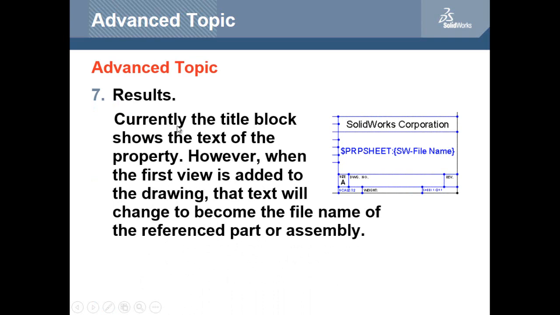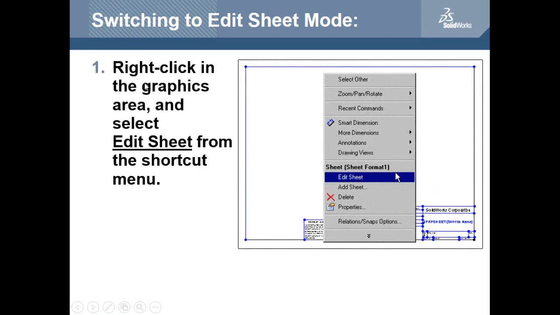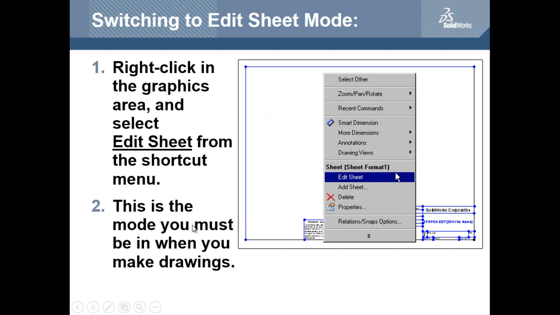Results. Currently, the title block shows the text of the property. However, when the first view is added to the drawing, the text will change to become the file name of the reference part or assembly. Right-click in the graphics area and select Edit Sheet from the shortcut menu. All right, right-click in the graphics area, right-click, and then you can do Edit Sheet. This is the mode you must be in when you make drawings.